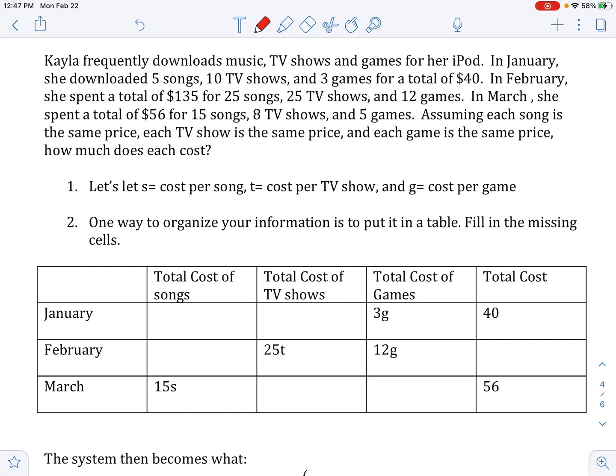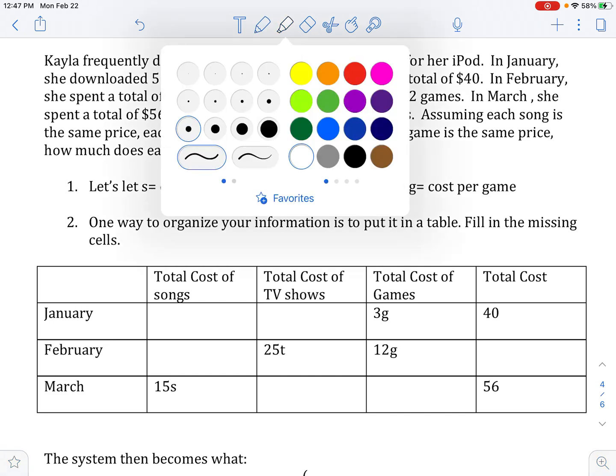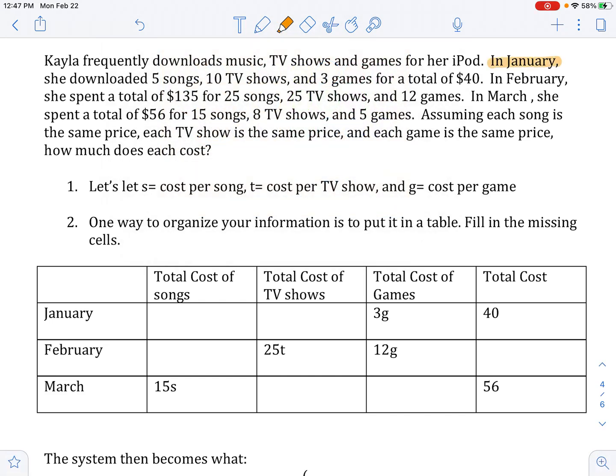So let's talk about January. In January, what happened? So here we are. In January, 5 songs, 10 TV shows, and 3 games for a total of $40. So the total cost of her songs would be 5 times S, which is the cost per song. The cost for TV shows would be 10T, plus the 3 games, which is 3G, equals 40.